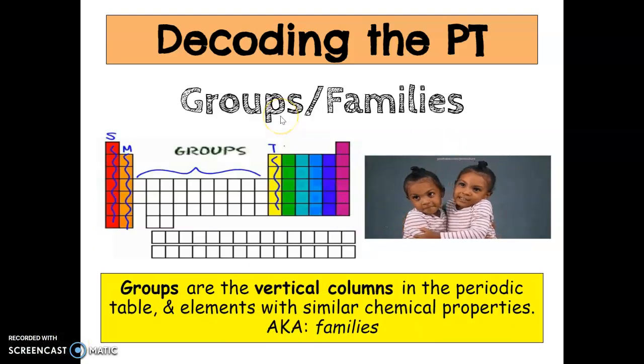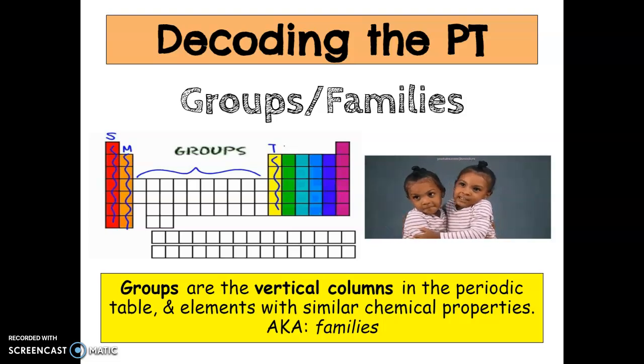Groups and families are going to be the vertical columns, so the ones that go up and down. And this is where we start to group them based on their chemical properties. So if you are in the same group or family as another element, then those elements have similar properties to each other. So I like to remember them as families because if you think about your own family, you share genetics, you're all a little bit similar.